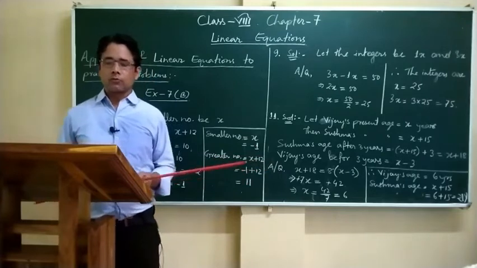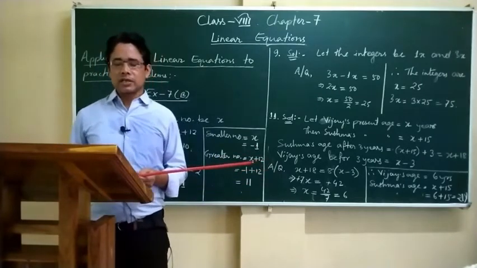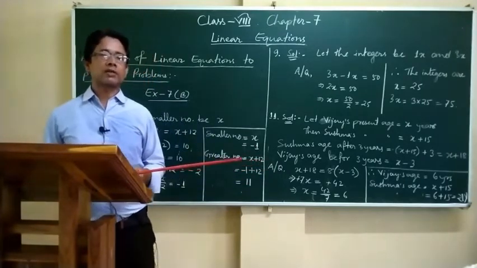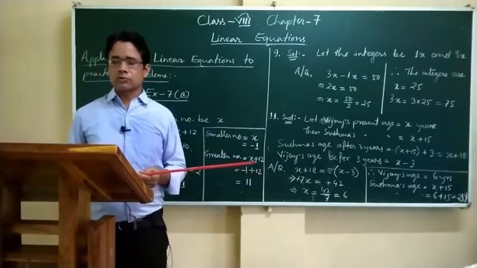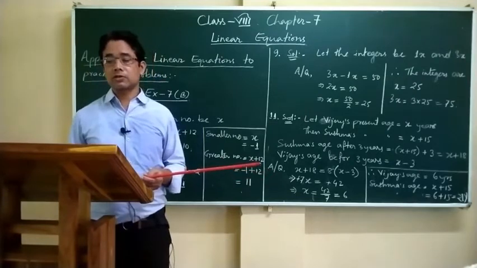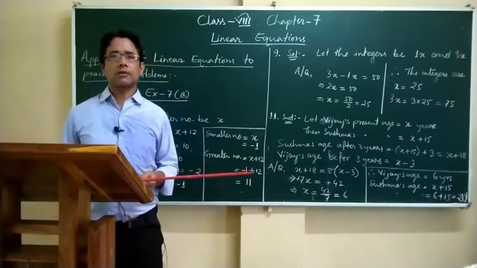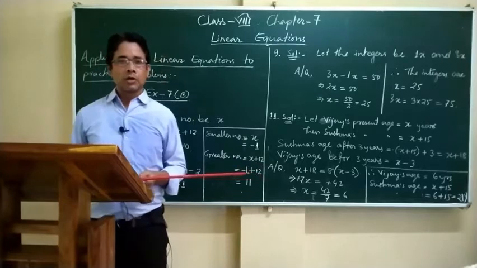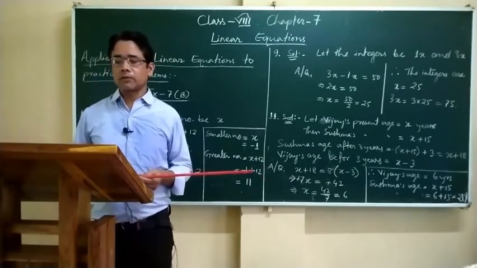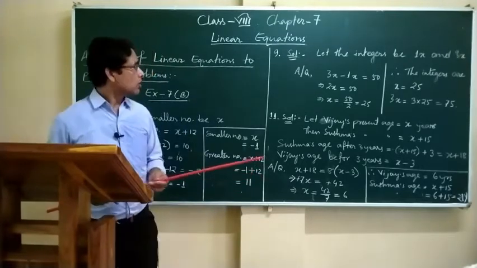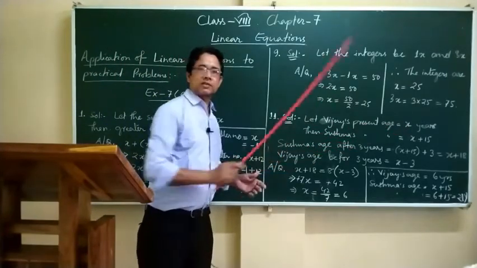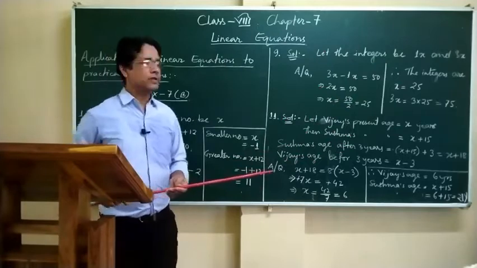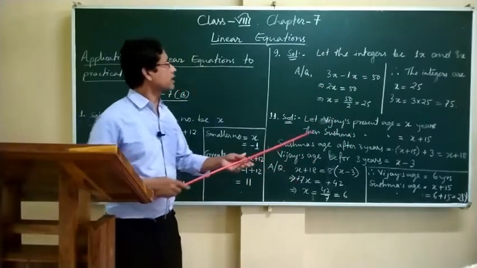So here, first you see, whose age is not given. So that we have to take as x. So if you read the question carefully, Sushma is now 15 years older than Vijay. That means we have some information about Sushma, but we don't know anything about the age of Vijay. So what we'll do is, let Vijay's present age be x here, as we don't know Vijay's present age right now. So we have taken it as x.